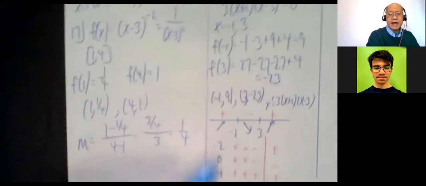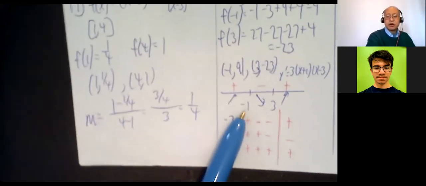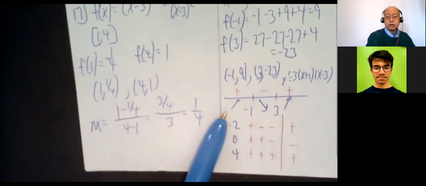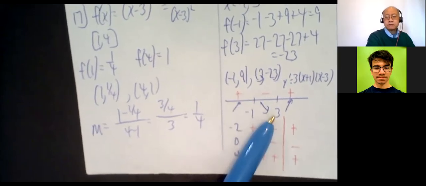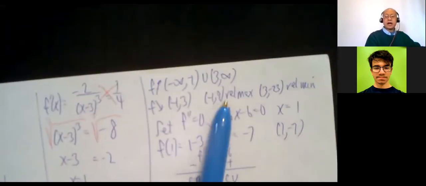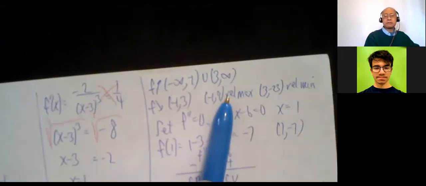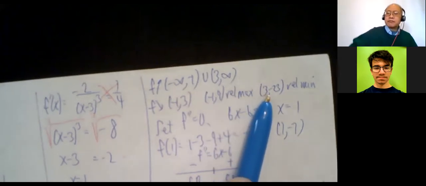All right, relative max and min. At -1, what do I have? The roller coaster goes up, then it goes down. That must mean we have a maximum here. Relative maximum. (-1, 9) is a relative maximum. You can say local maximum. Now, as long as I'm here, (3, -23) is a relative minimum.